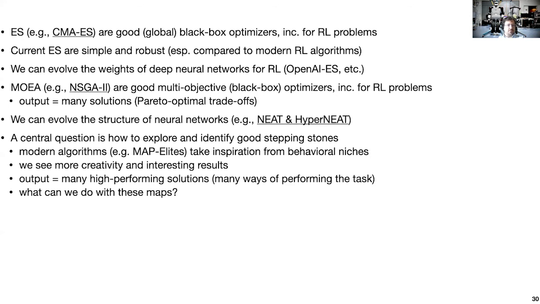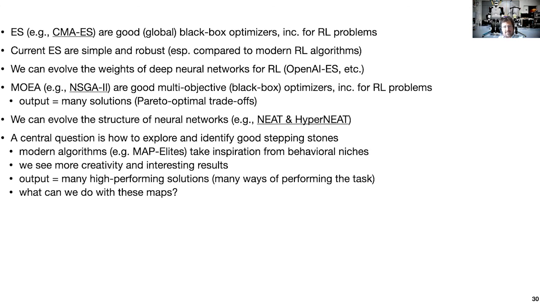That's what we see with NEAT, HyperNEAT, but there are many others. But I think what is interesting for us right now is this question of how to explore and identify the good stepping stones. That's the key question. And that's the question for anything in learning, for everything that's like sparse rewards and things like this. And I think evolution has been thinking about this for a long time with very different perspectives.